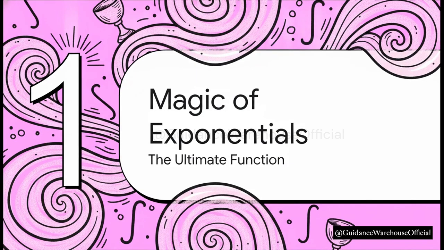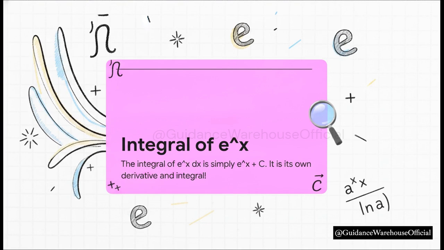The magic of exponentials. Honestly, the exponential function is arguably the most efficient and, well, elegant function in all of calculus. It's kind of like the holy grail of integration because of this one beautifully simple property. The integral of e to the power of x with respect to x is literally just e to the x plus c. That's it. The function y equals e to the x is its own derivative, and it's its own integral. It really doesn't get much cleaner than that.